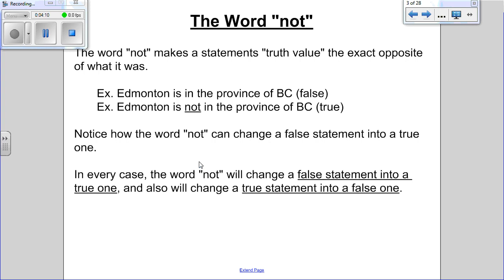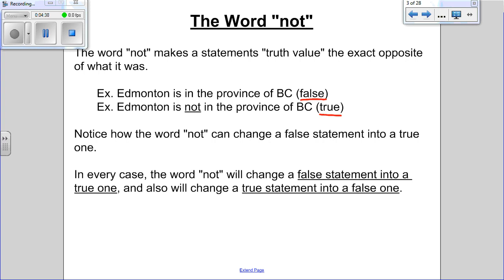So if you look here, they use the word not. The first statement was Edmonton is in the province of BC. That's false. That's not true, I'm pretty sure. The second statement includes the word not, and it changes that statement from false to true. It says Edmonton is not in the province of BC. Now you have a true statement. It's the opposite effect.